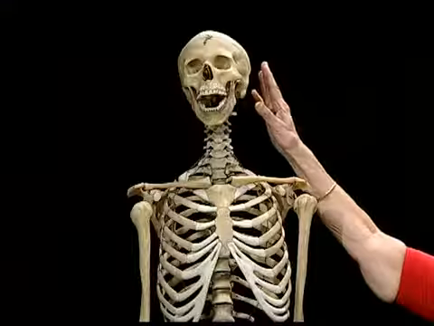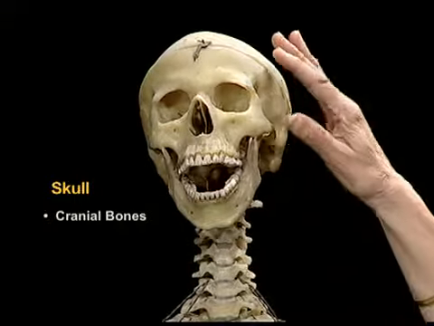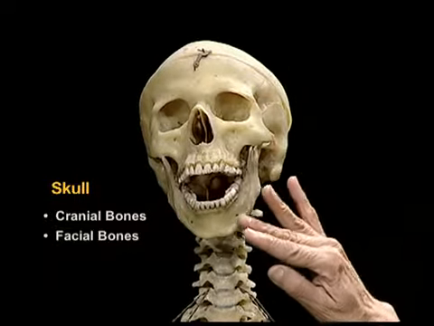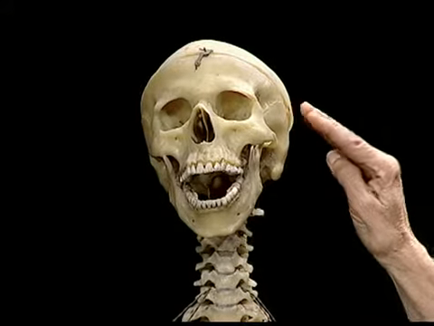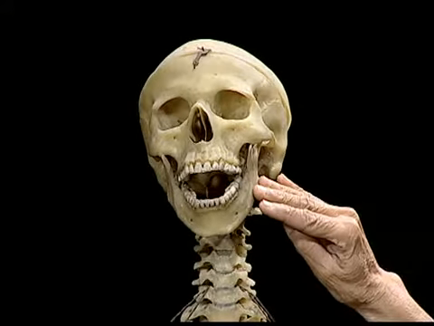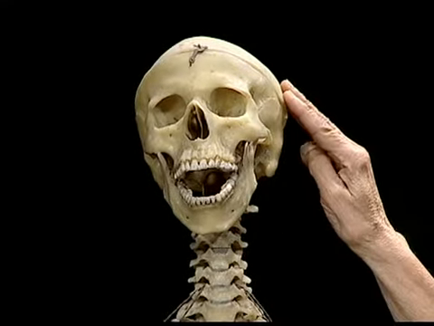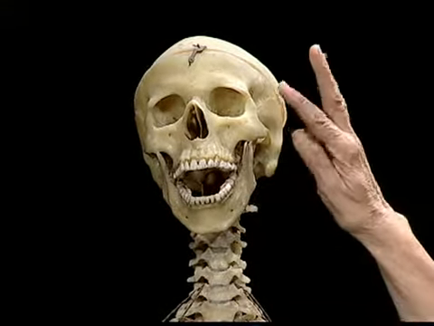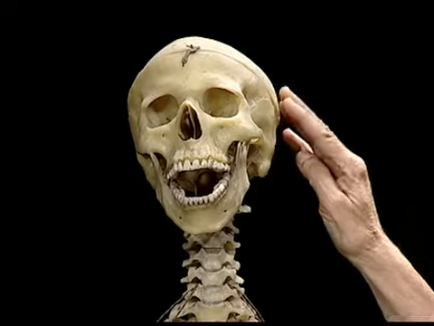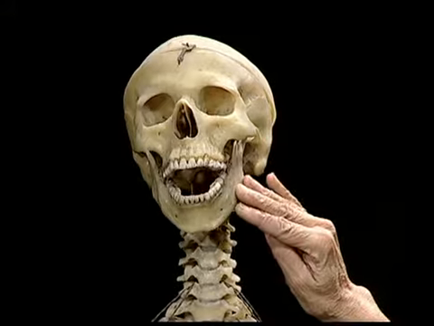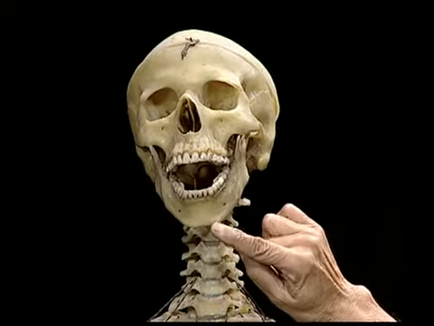You can see the skull here. It has two parts, the cranium and the facial bones. There are 8 bones in the cranium and there are 14 bones in the facial region. The cranium bones are attached to each other by sutures, so they do not move much. Facial bones make the face. This is the lower jaw.